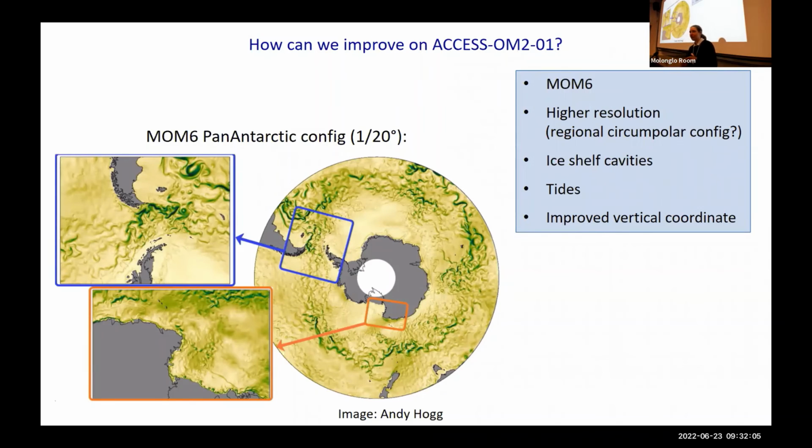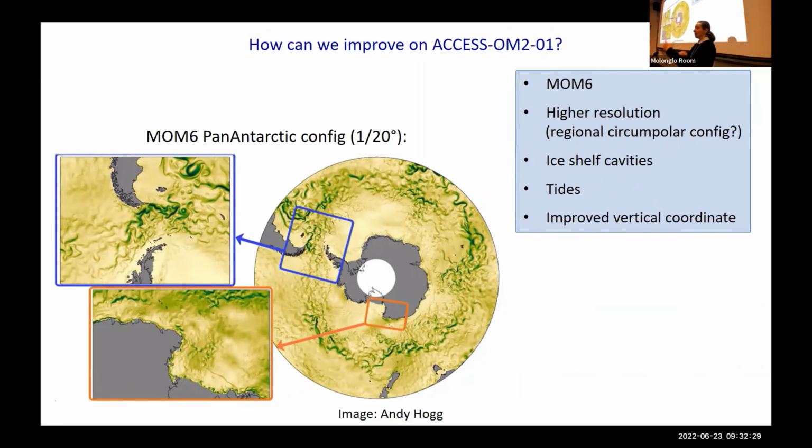One-tenth degree is barely starting to resolve the eddies on the continental shelf. You really need to get to a 20th or a 40th of a degree on the continental shelf to properly resolve the eddies there, because the Rossby radius gets small as you get that far south. This model also doesn't have ice shelf cavities, and so there's a lot of circulation that we're missing.